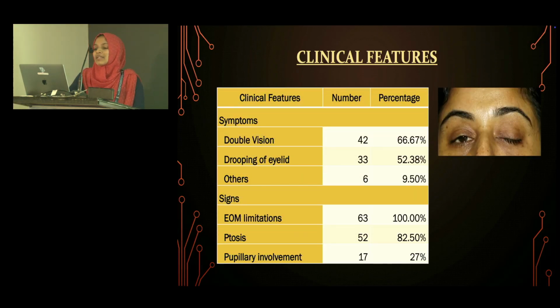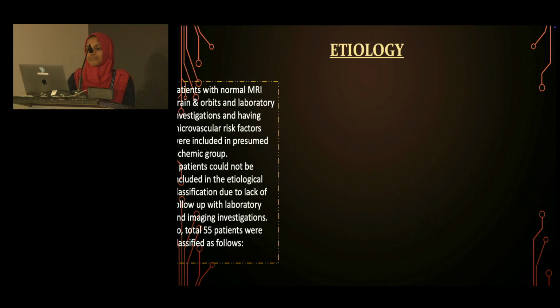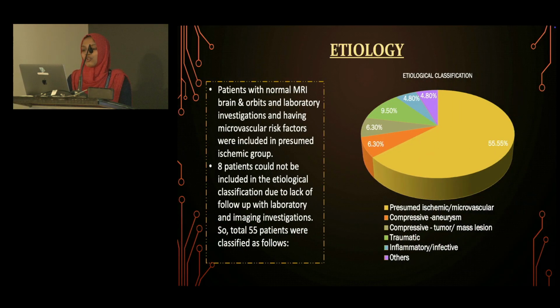Double vision was the most common presenting complaint, complained of by 2/3 of the patients, followed by drooping of eyelid. Extraocular motility limitation was universal, ptosis was present in 82% of patients, and pupillary involvement in 27 cases. Patients with normal MRI brain and orbits and laboratory investigations and having microvascular risk factors were included in the presumed ischemic group. 8 patients could not be included because of lack of follow-up, so a total of 55 patients were classified into presumed ischemic, which contained 55%, compressive, aneurysm and tumor 6.3% each, traumatic 9.5%, inflammatory or infective 4.8%, and others 4.8%.